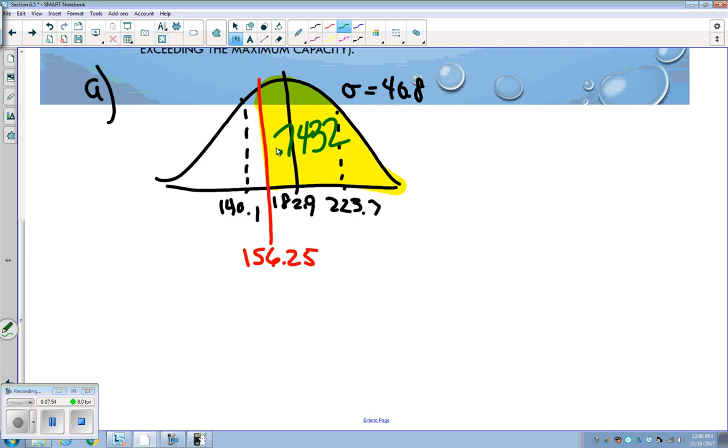As Jemai said, that's really high. So just selecting one individual from the entire population of males, I have almost a 75% chance that they're going to weigh more than 156.25. I don't know if I want to get on that elevator.